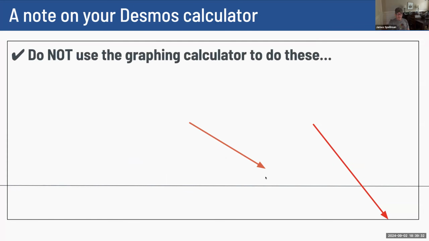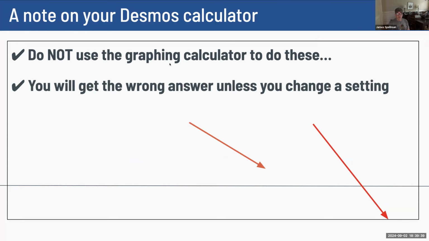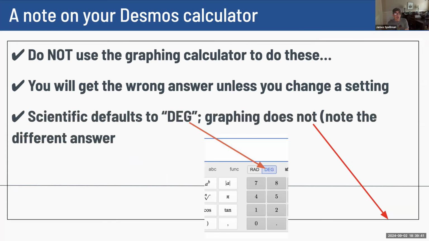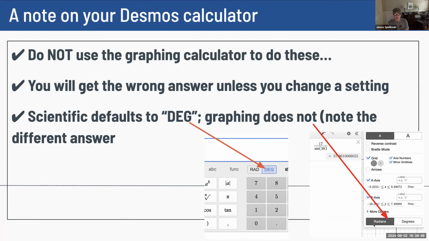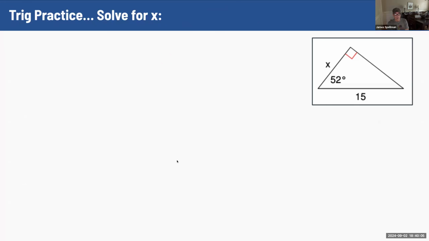One little note on using your Desmos calculator, I noticed this a lot last year: do not use the graphing calculator to do these. You need to be using the scientific calculator because you're going to get things wrong. The scientific calculator defaults to using degrees, which is what's going to give us the right answer. The graphing calculator doesn't. It uses radians, which is different. And you'll notice on the previous question, if I put the exact same thing in, I get a different answer. And that one's going to be wrong because there's only one right answer. So to do these sines, cosines, and tangents, we need the calculator to be in degree. The scientific calculator defaults to that.